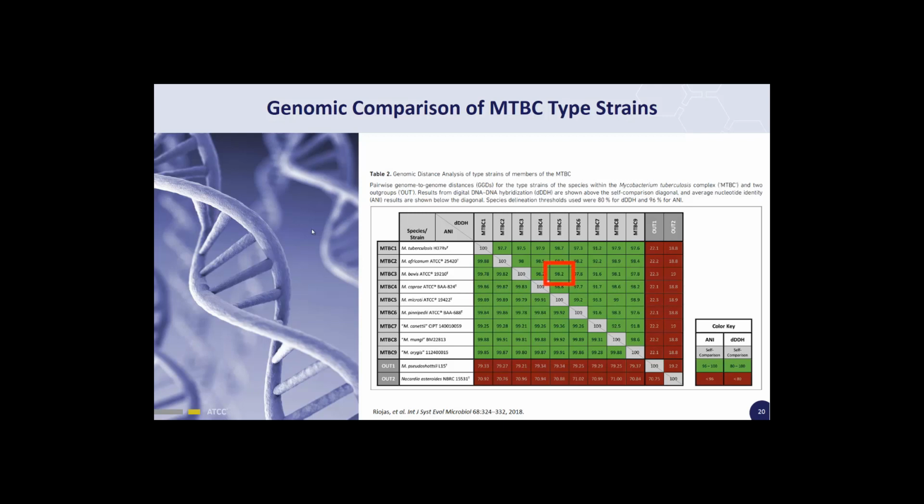For example, the cell comparing Mycobacterium bovis to Mycobacterium microti via DDDH shows a 98.2% DDDH similarity. This is well above the 70% threshold that would indicate they are different species. It is even far above the 70 to 80% range that would indicate that they are different subspecies of the same species. The same is true of the ANI results, which show an average nucleotide identity of 99.79%.